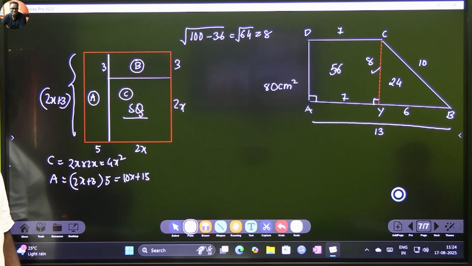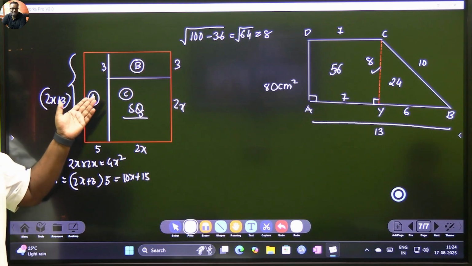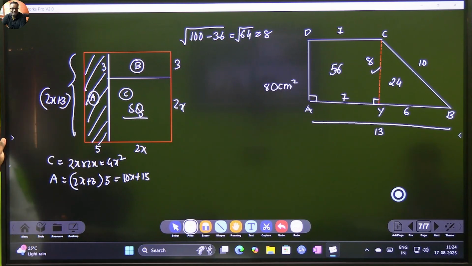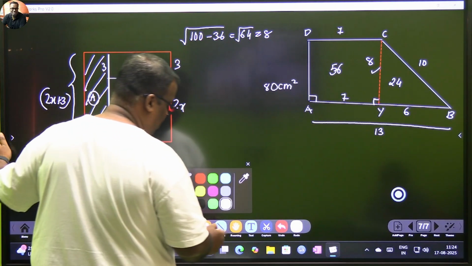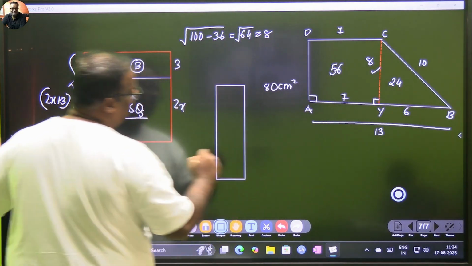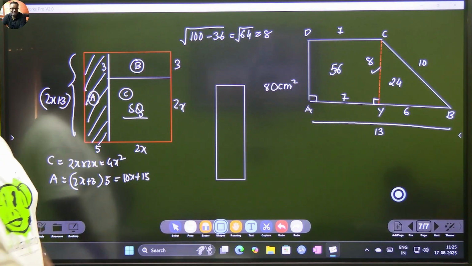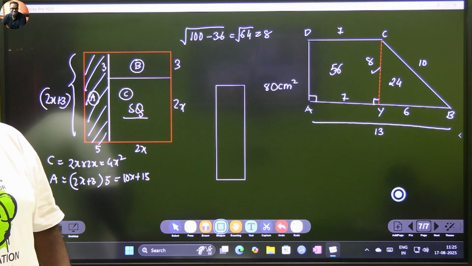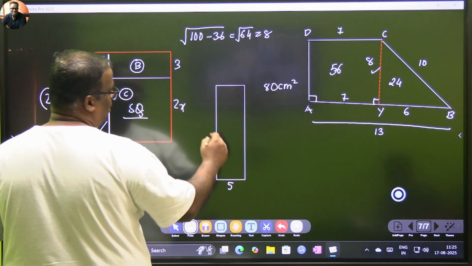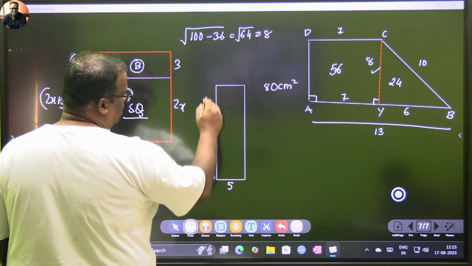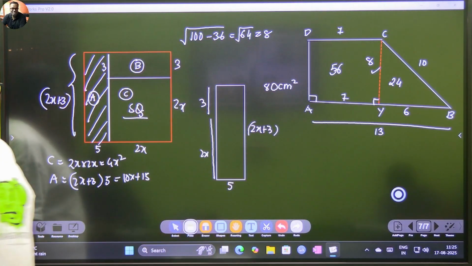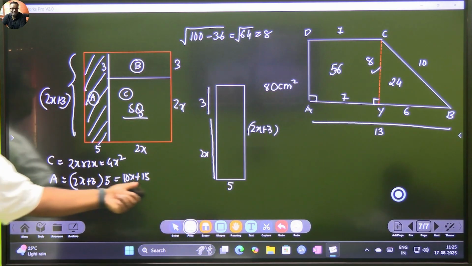Why 5 into 3? How can you multiply 5 into 3? This is the rectangle. If you draw this rectangle separately, then isn't the rectangle like this? Now first, what is the area of a rectangle? Length into breadth. So what is the length here? 5. The width is how much? From here to here the width is 2x, and here to here the width is 3. So isn't it 2x plus 3? So multiply 5 into 2x plus 3, 10x plus 15.